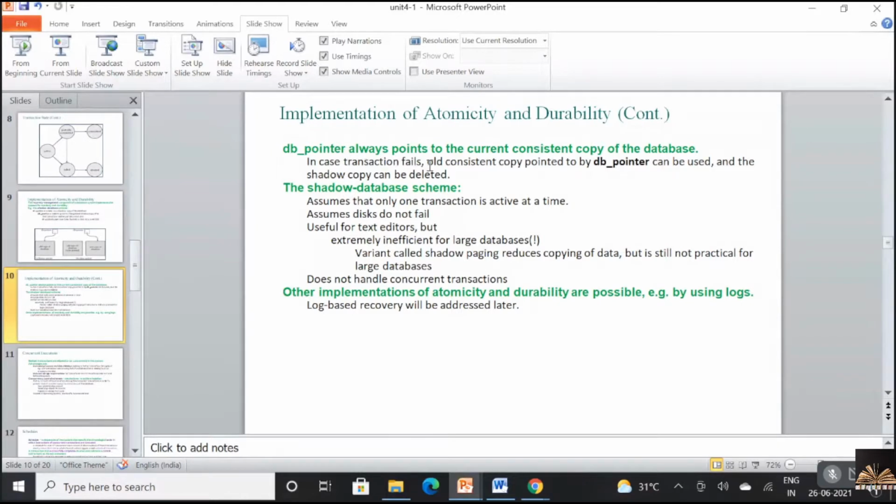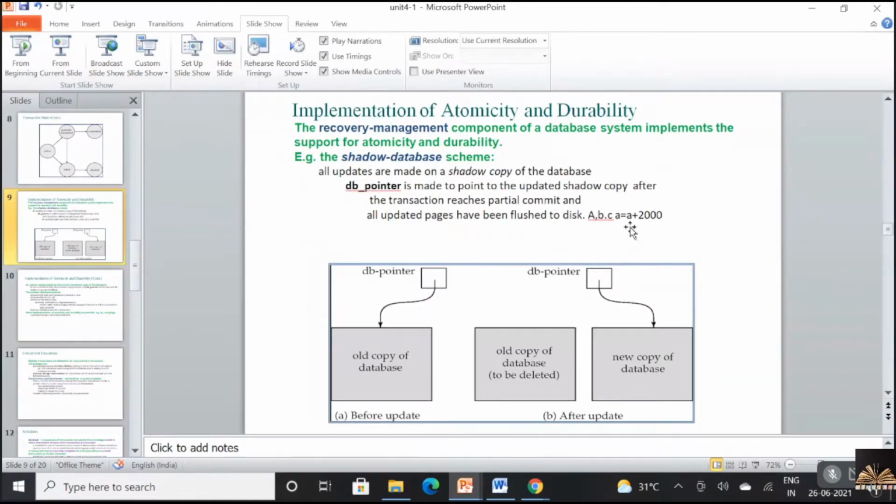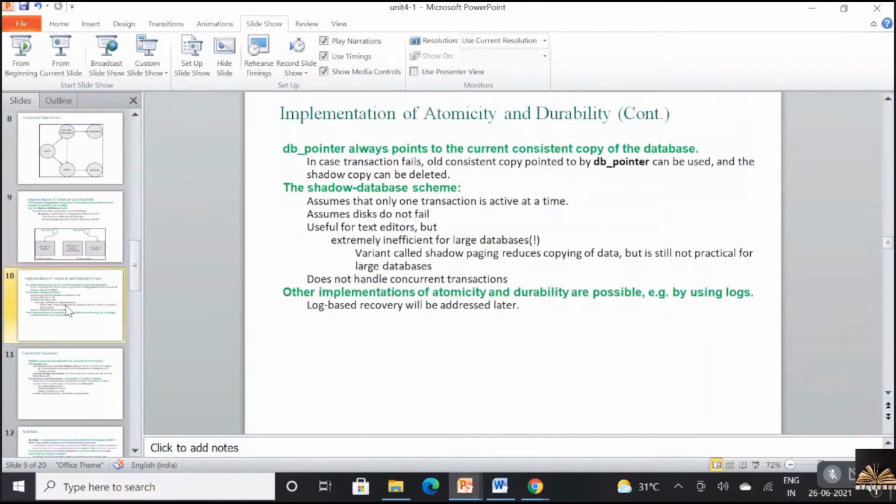In case a transaction fails, the old consistent copy pointed to by the DB pointer can be used. So see, after I'm done with adding something to A, subtracting something from B, and multiplying something into C, before I actually perform a write operation, there is a transaction failure. What will happen? My DB pointer would still be pointing to the old database because my transaction hasn't been completed as of yet. Even though changes were made, my DB pointer is still pointing to the current consistent copy. That is what is being told over here.